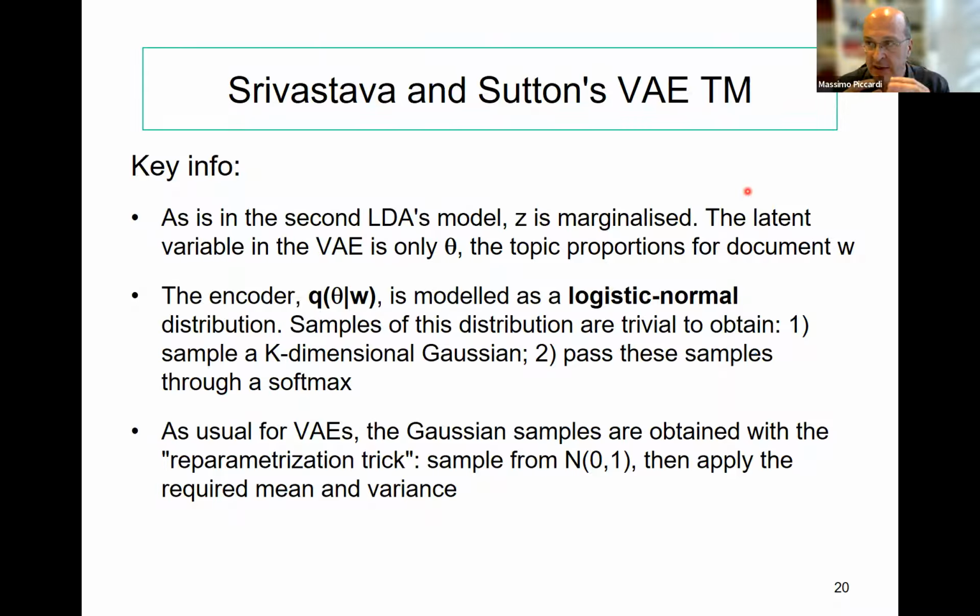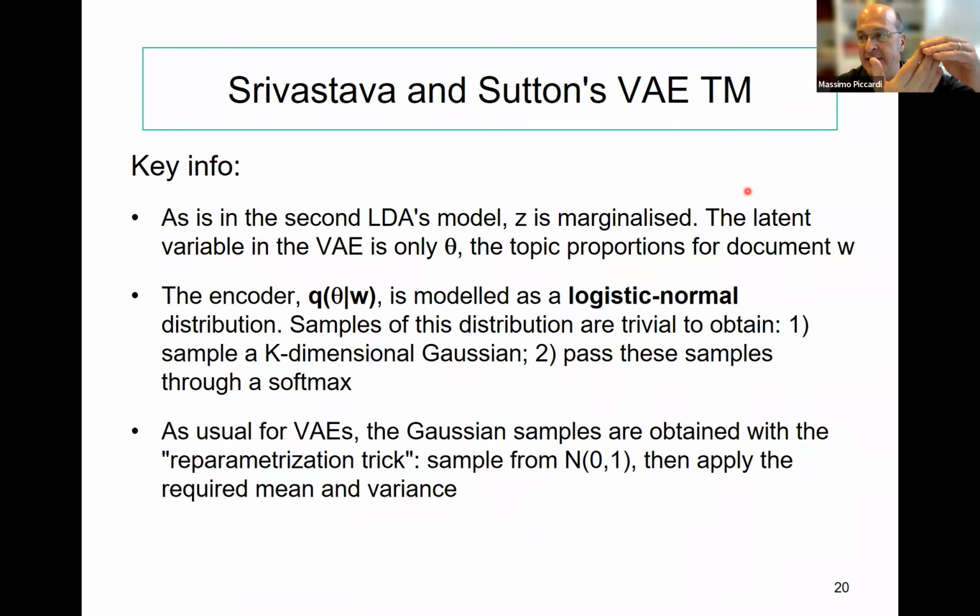Second, the quantity that we put in the formulas, Q of theta, becomes our only latent variable, the topic proportions of a certain document. Given the document, the bag of words, we call it W. This is a single column, represents the bag of words of that particular document. This is the encoder, and the encoder is taken from a family of distributions called logistic normal. It's a super simple distribution to sample, because all you have to do is first sample a Gaussian distribution of K dimensions, and then you take the sample and pass it through a softmax.